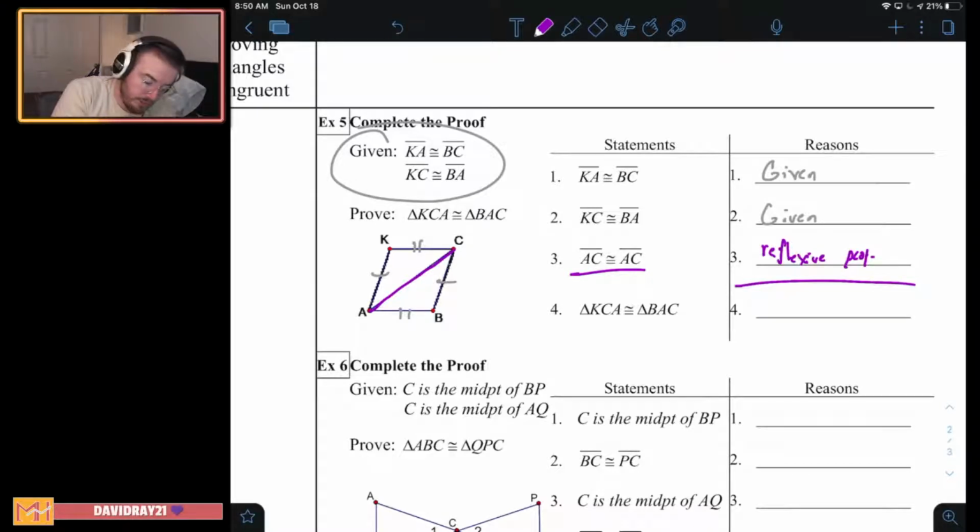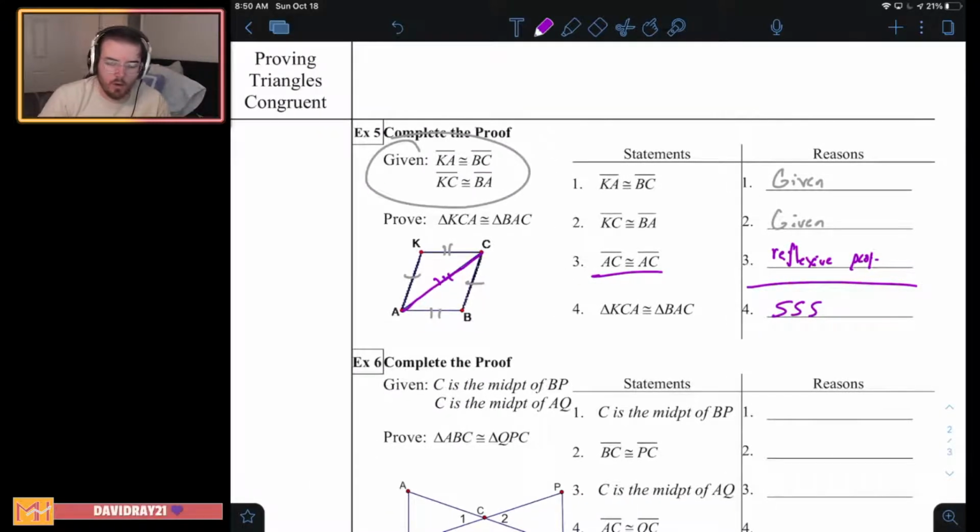And, well, what have we just shown? We've just displayed that, oh, all three sides are congruent. So, side, side, side. Easy. Once you've somehow, whether it's been given or whether you've had to piece it together using the reflexive property, once you have those three important ingredients, SSS, SAS, whatever it might be, you've ended it. You don't need to show me anything else. Once you've got three, you're good.